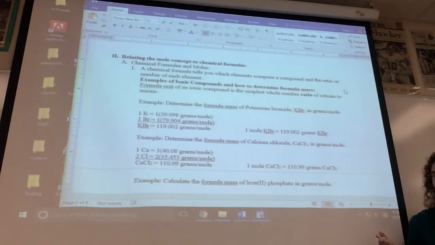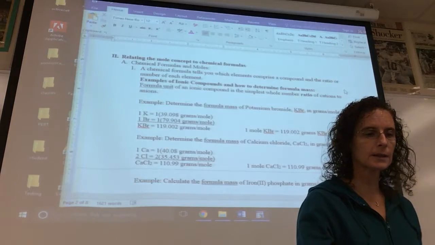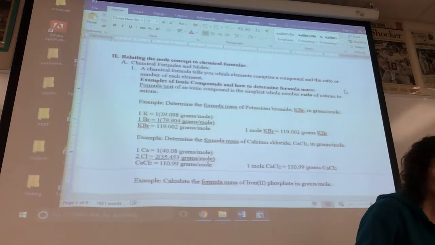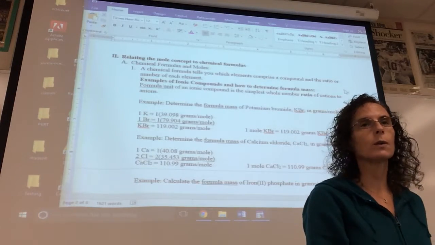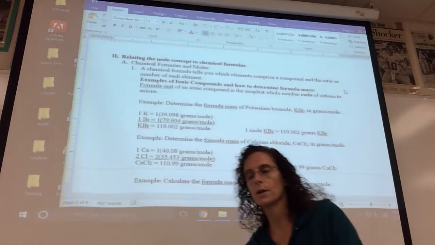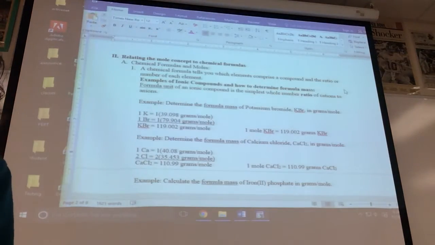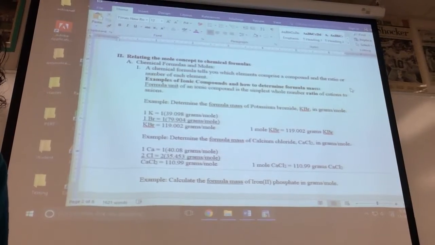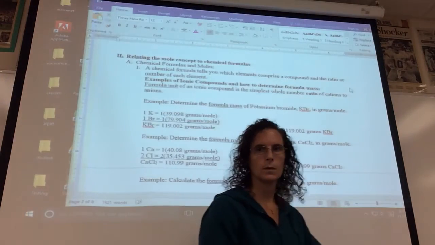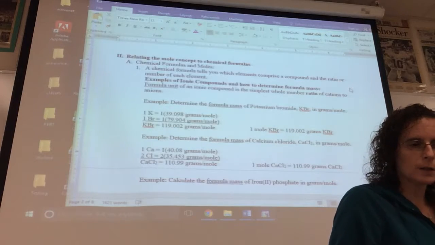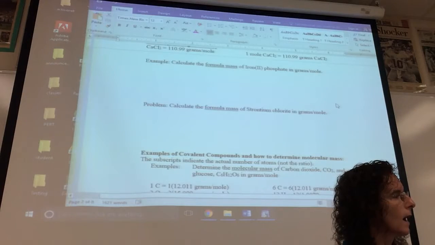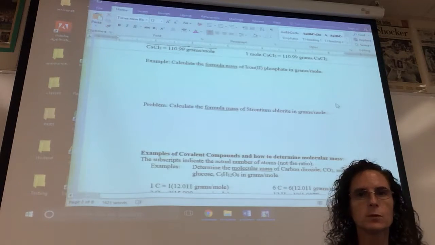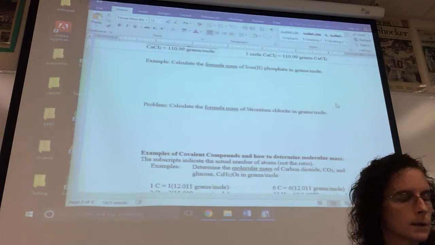So let's do one from scratch so you can see exactly how to work it step by step. I think you'll find this to be relatively straightforward. Again, be very careful on your formula writing so that we know that you're successful at that step. That'll set you up for greater success. So in this problem, it says, calculate the formula mass of iron 2-phosphate in grams per mole. So let's take a look at how to work through this problem carefully.